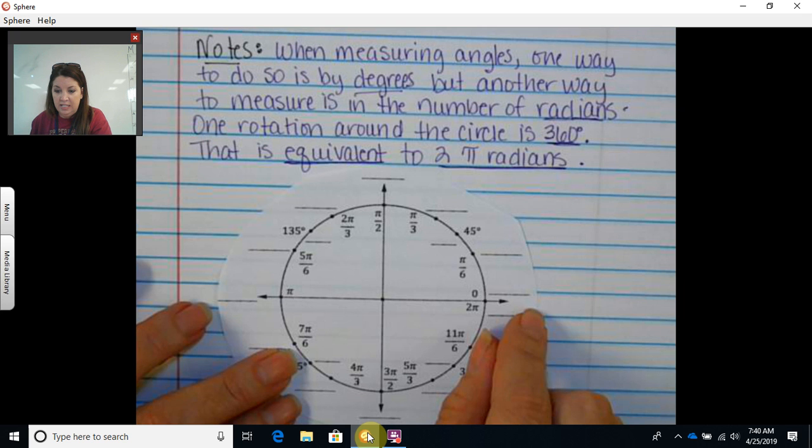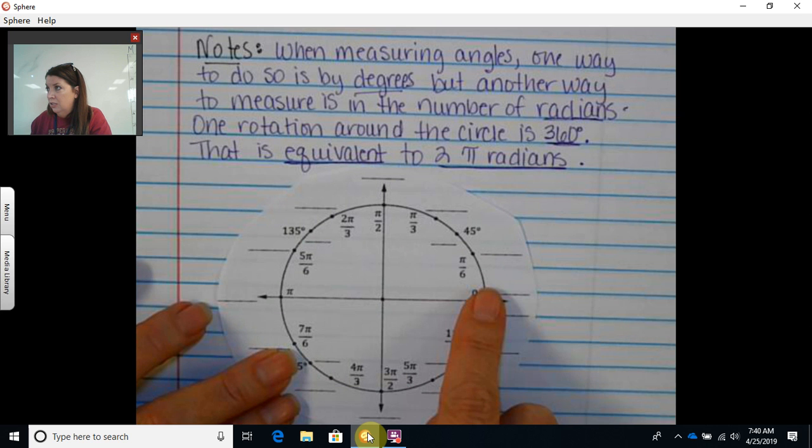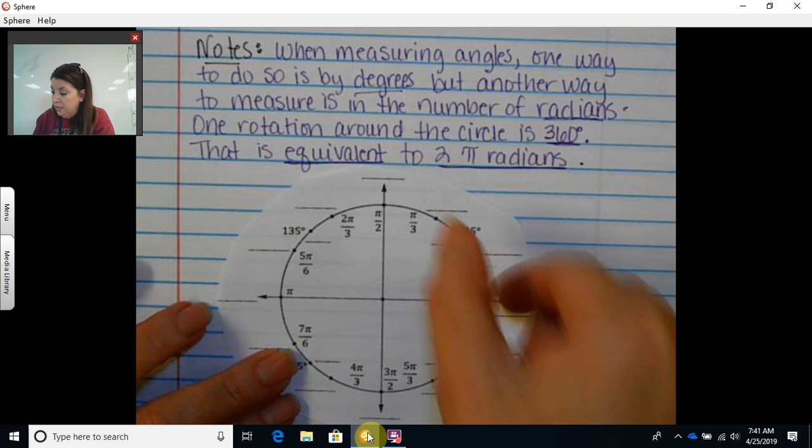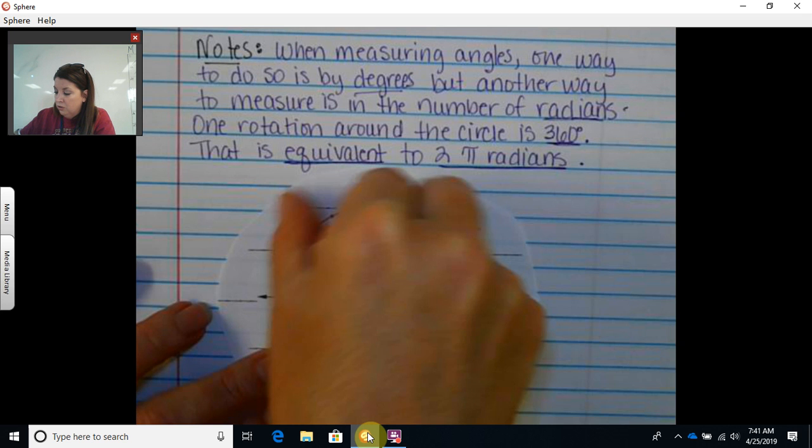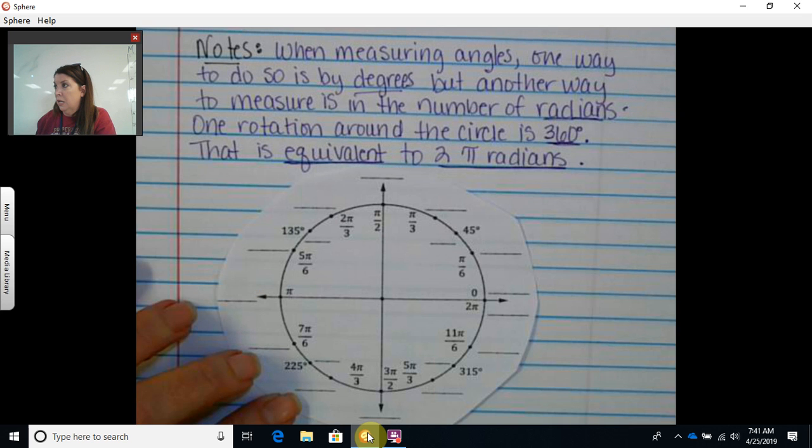So pi is approximately 3.14, correct? So all the way around the circle is 2 pi. So 2 times 3.14 is 6 something, right? So that means approximately, you could pick that radius up and it would fit around the circle 6 point something times. That's what that means. That's what a radian is, all right?